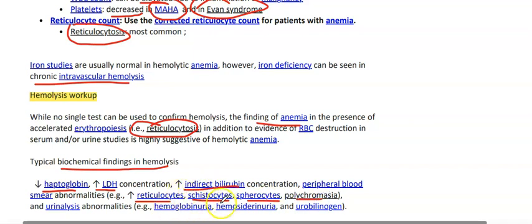Schistocytes occur in intravascular hemolysis while spherocytes occur in extravascular hemolysis. And urinalysis abnormalities include hemoglobinuria, hemosiderinuria, and urobilinogen.